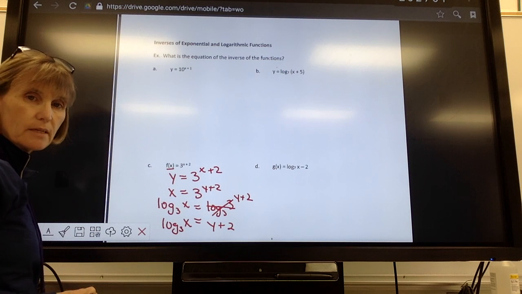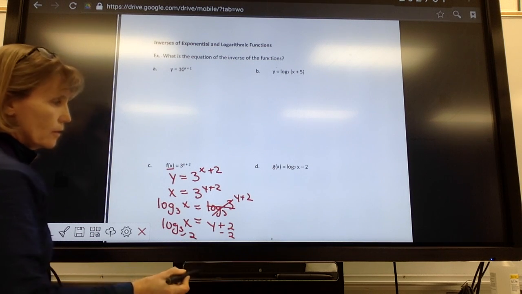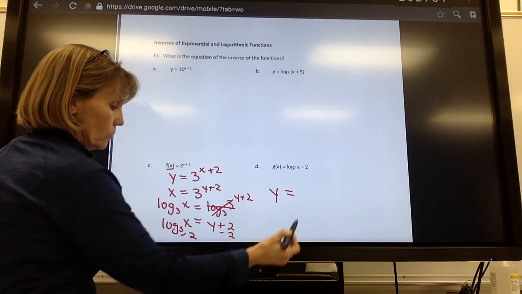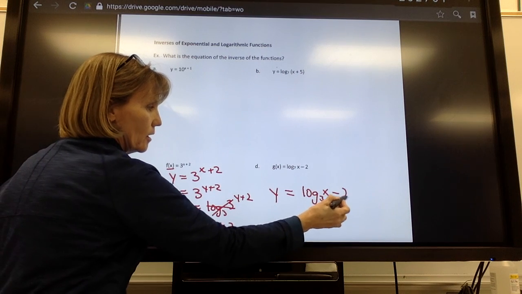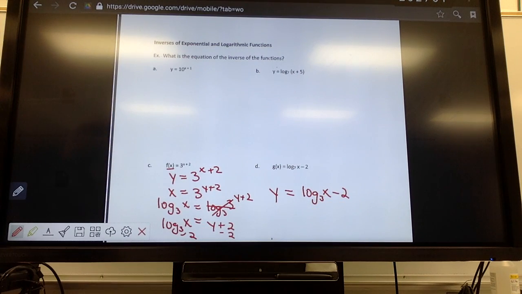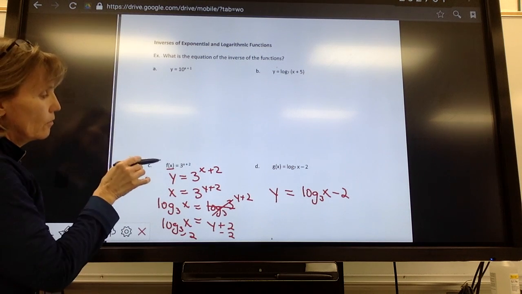And what's my last step to get y by itself? I need to subtract 2. So y equals log base 3 of x minus 2. And that's my inverse function of the original.